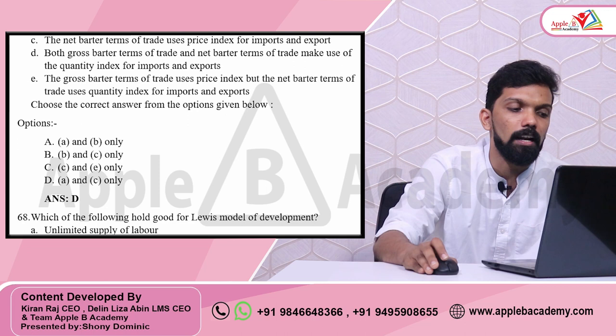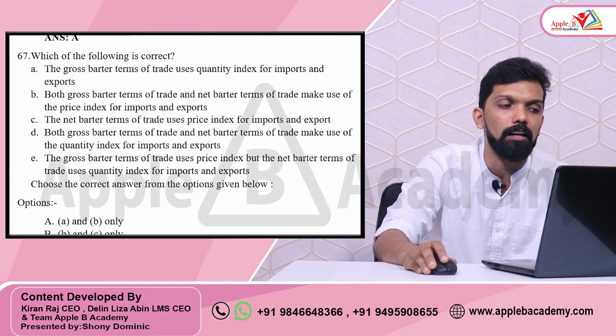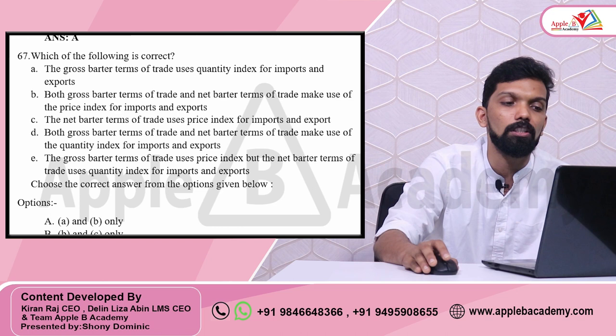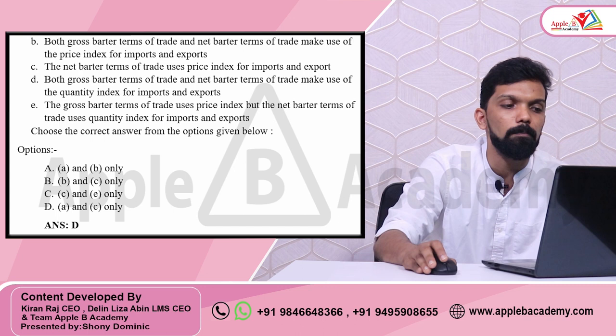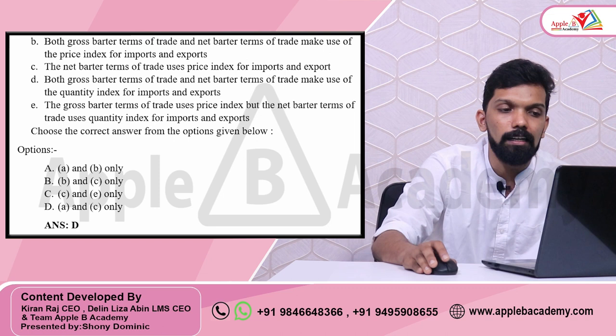A and C only correct. Statement A is the gross barter terms of trade uses quantity index for import and export. And also C, the third one, the net barter terms of trade uses price index for import and export. So option D is the right answer.